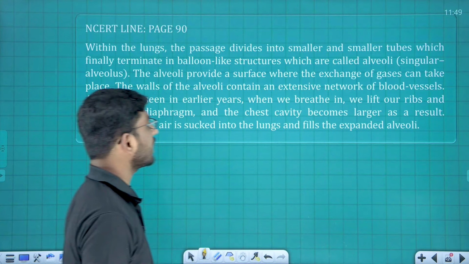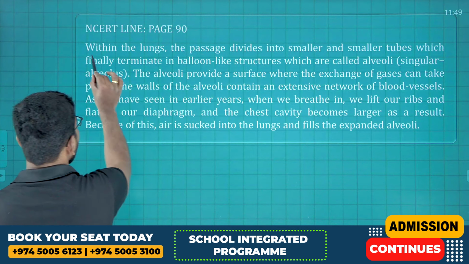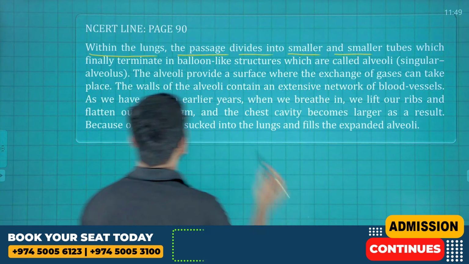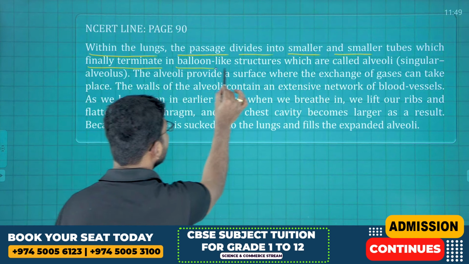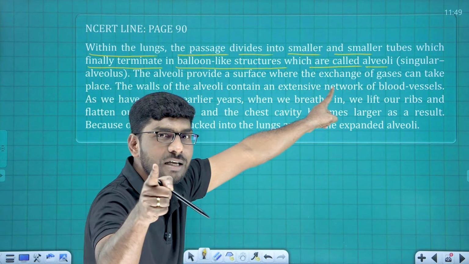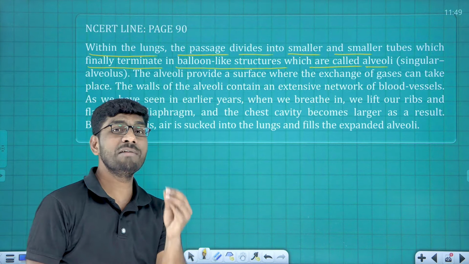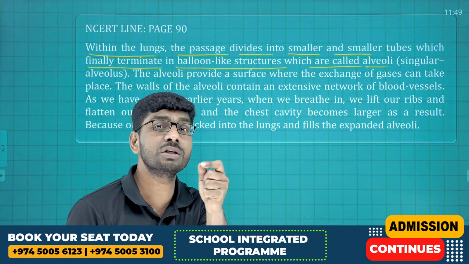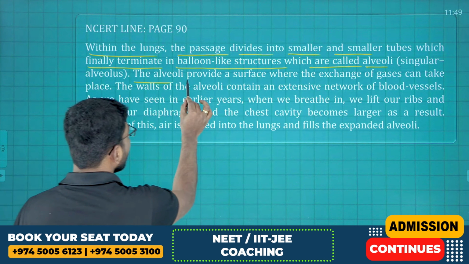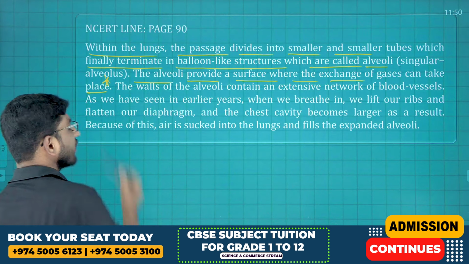Look here. I would like to show you the NCERT line. This is page number 90. Within the lungs, the passage divides into smaller and smaller tubes which finally terminate into balloon-like structures which are called alveoli. This statement can come for assertion and reason. Tiny, small, balloon-like structures are called alveoli. Alveoli are the structural and functional unit of the lung where exactly the exchange of gases takes place. Keep in mind. The alveoli provide a surface where the exchange of gases takes place.